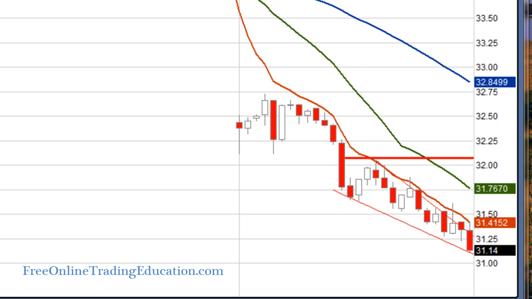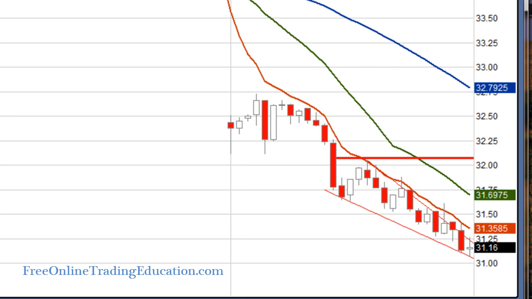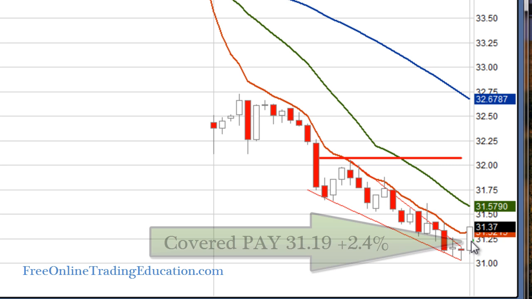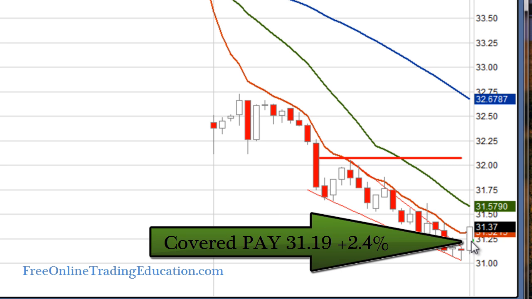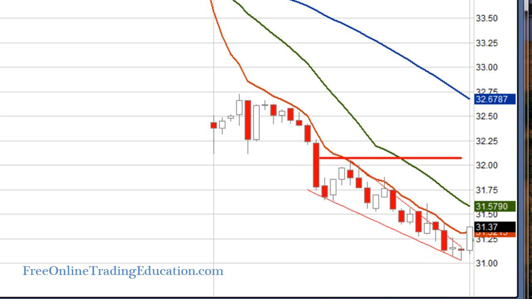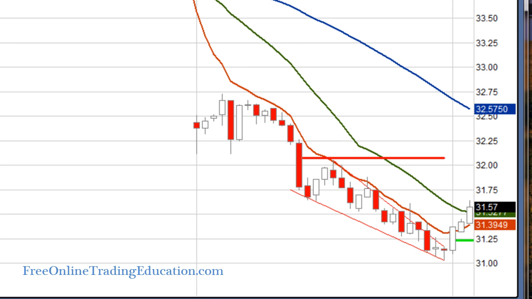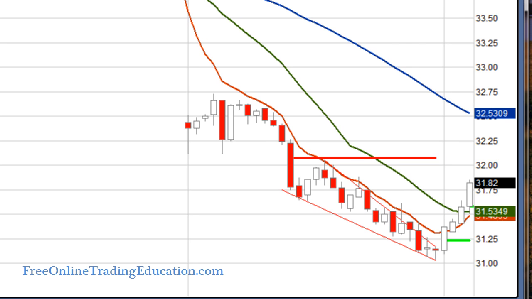So I went ahead and I set my stop just above this downtrend line. Let's see what happens. Continues to fall inside the wedge. Boom, there it goes. It popped right out of it, and I'm out at 31.19 for 2.4%. And let's see if it was actually a bullish pattern. Sure enough, look at that.